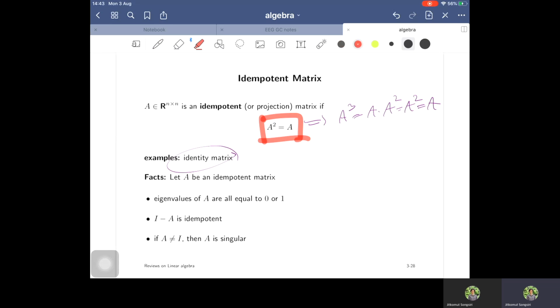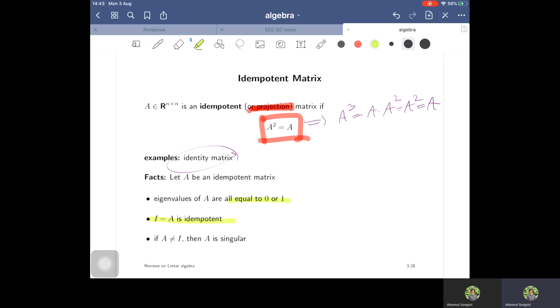You're going to find applications of this matrix when you compute projections, orthogonal projections, which we're going to introduce a little bit later. Let's take a look at the property of idempotent matrices. Very simple, very easy result. Eigenvalues of A are either 0 or 1. It cannot be anything else.